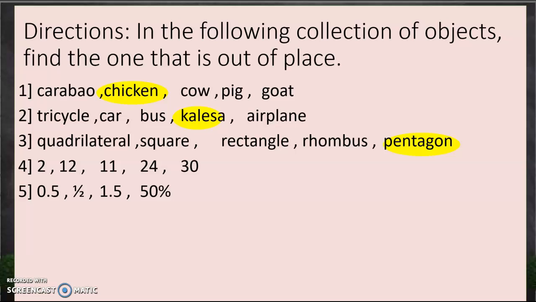Next, number 4: 2, 12, 11, 24, 30. The answer is 11, because only 11 is an odd number. Number 5: 0.5, 1 half, 1.5, 50%. Which one is out of place? The answer is 1.5, because 0.5, 1 half, and 50% have the same value.